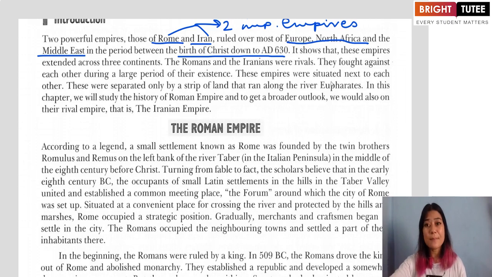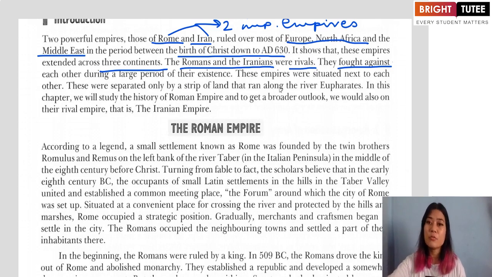Now these empires extended over 3 continents: Europe, Asia, Africa. So they extended their control and authority over 3 continents. Alright. Now we already know the Romans and the Iranians were enemies to each other. They were rivals, okay? So because of that, they fought against each other for most of the period of their existence. As long as they existed, they fought with each other constantly.